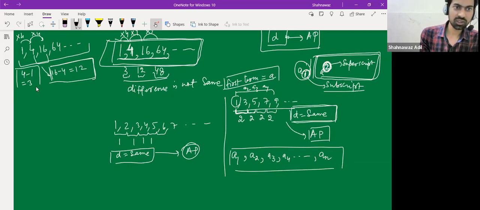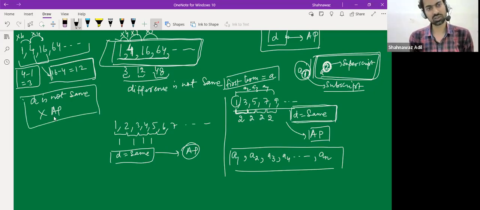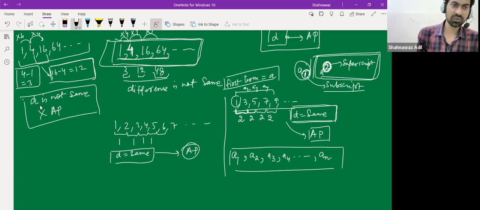Because we have to find the difference which is common. So if D is not the same, then not an AP. Whether they are following some pattern or not, this will not be an AP if your D is not the same everywhere.